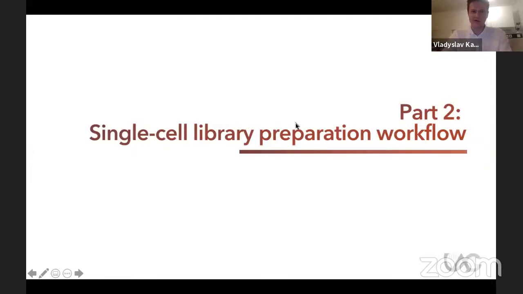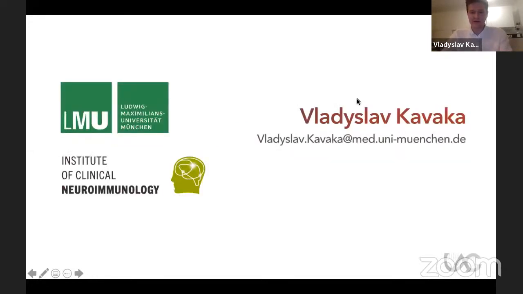I will not do it very long and try to cut it short. So a few words about me. My name is Vladislav Kavaka. I am a fifth year medical student studying at the Ludwig-Maximilian University of Munich in Germany. I come originally from Ukraine, and since the beginning of 2020, I'm doing my doctoral thesis at the Institute of Clinical Neuroimmunology in Munich. So neurosciences and immunology have always fascinated me. That's why I landed in the research of multiple sclerosis, and especially of early stages of multiple sclerosis.